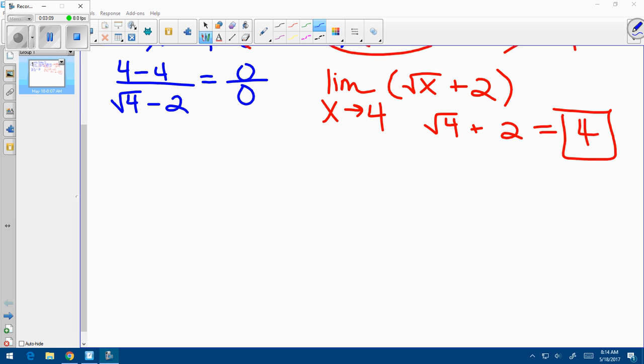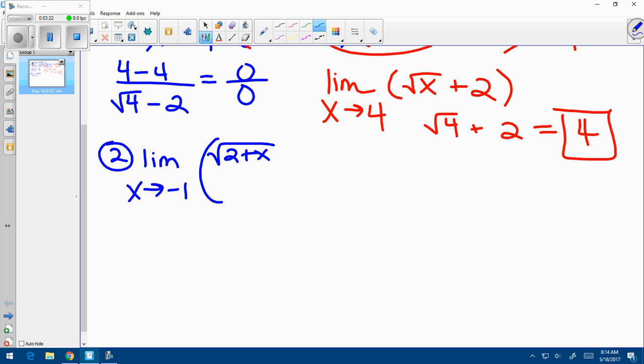Announcements are over, and we're back in business. Here we go, number 2. We're going to evaluate the limit as x approaches negative 1 of the quantity radical (2 plus x) minus 1, over x plus 1. You can almost do this part in your head: plug in negative 1 for x on the top and bottom. You're going to get radical 1 minus 1, which is 0 on top, and we're definitely going to get 0 on the bottom.